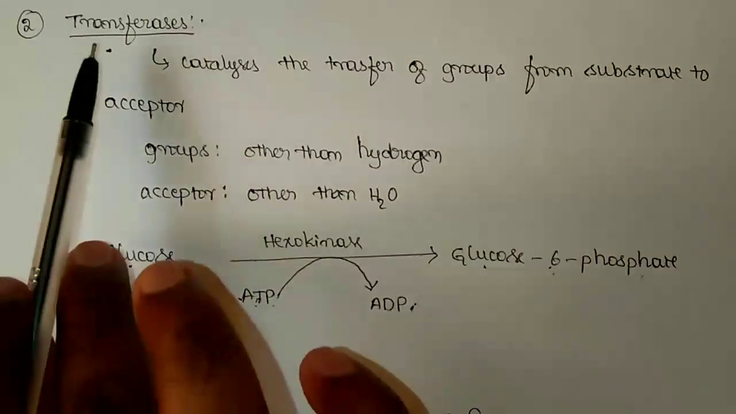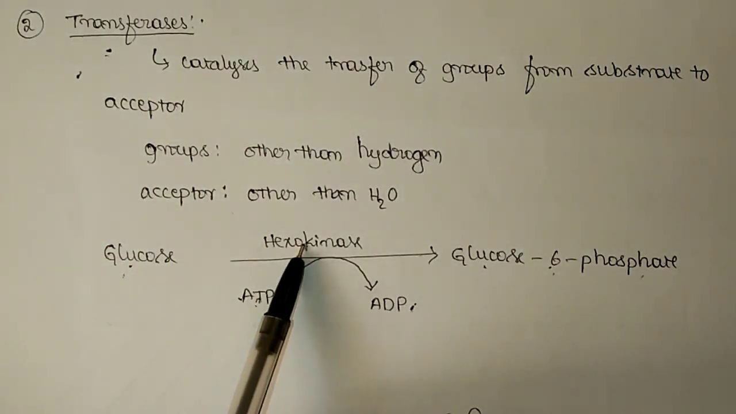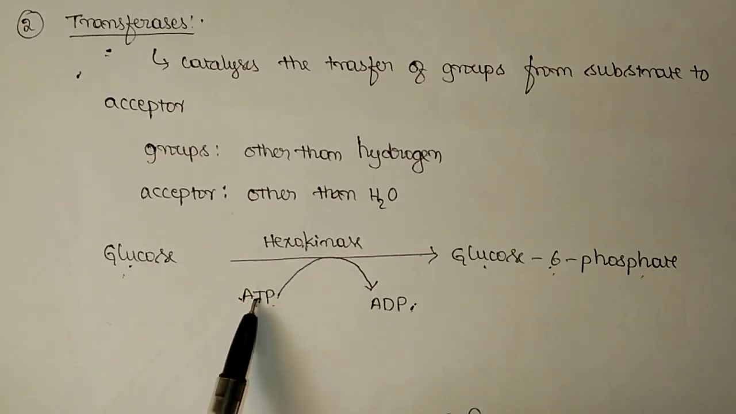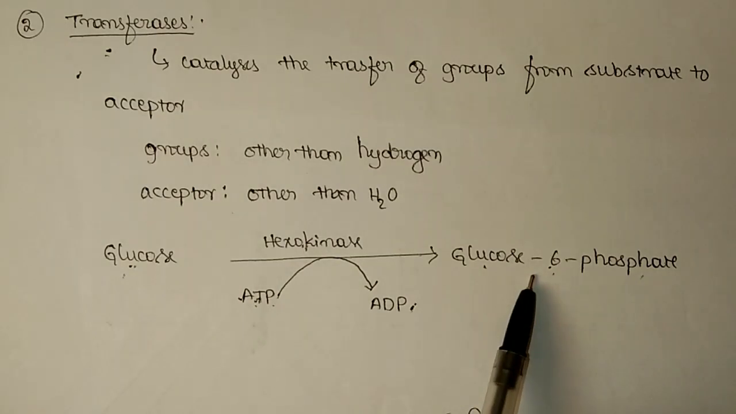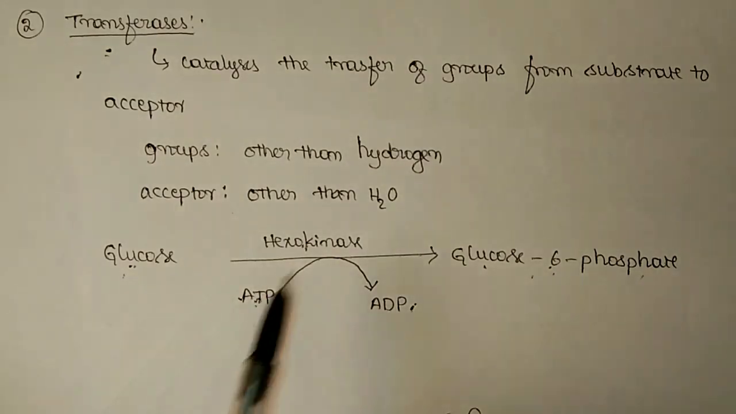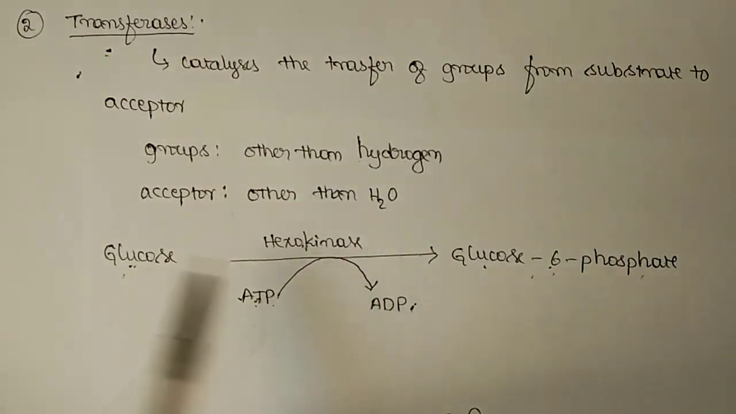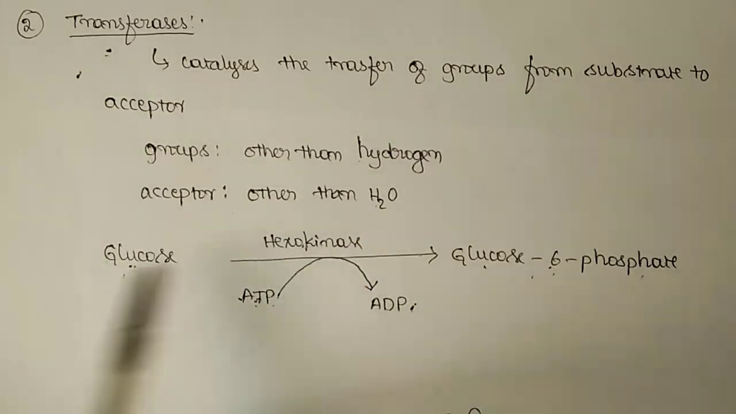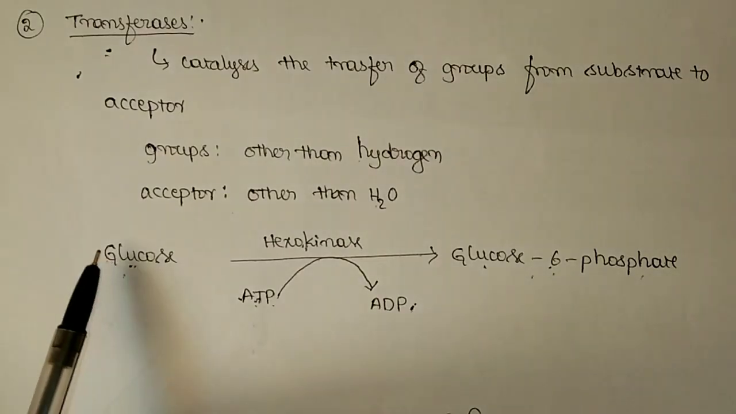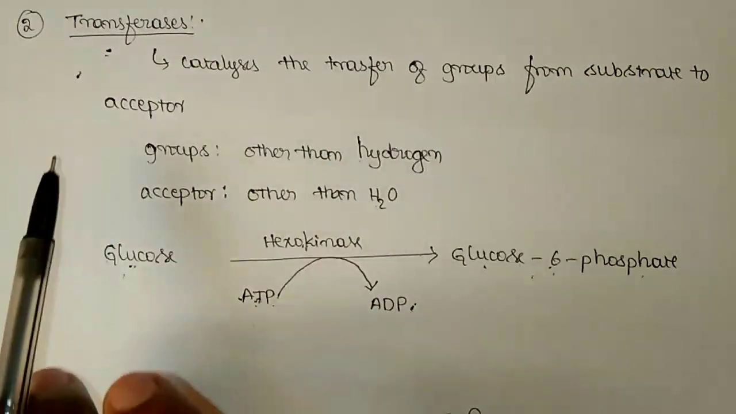That means the transferase enzyme, hexokinase, is catalyzing transfer of groups from substrate molecule to acceptor molecule to produce a product. The group is other than hydrogen, here the phosphate group, and the acceptor is other than water, that is glucose. That's the thing about transferase enzymes.